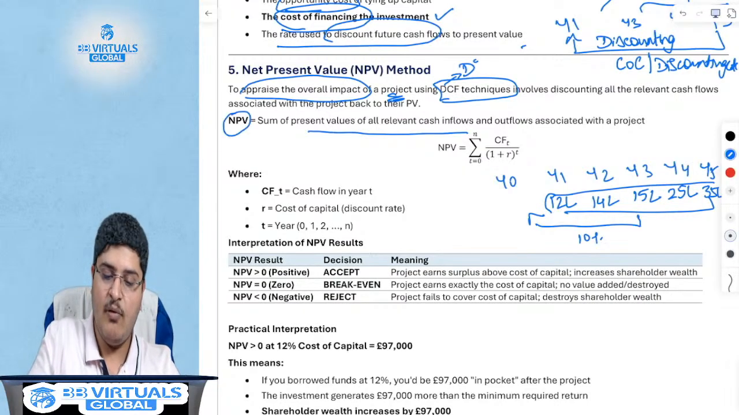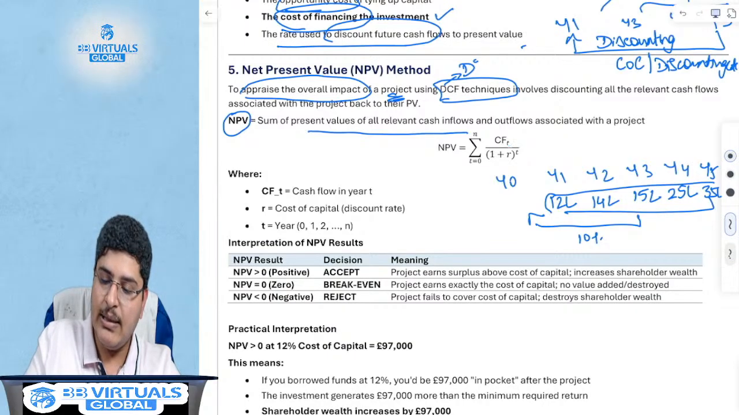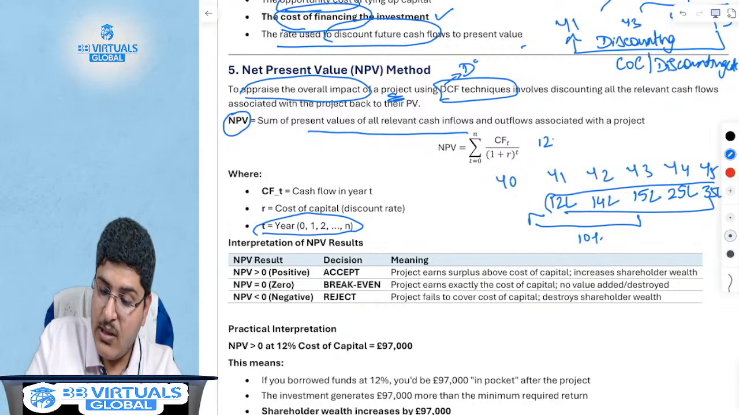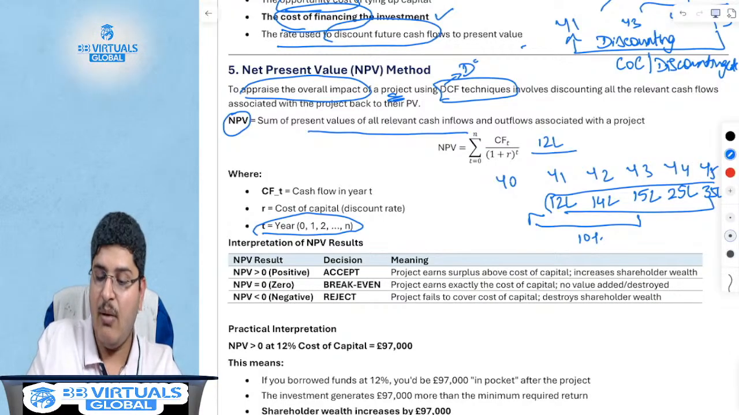This is the concept of NPV. The formula is nothing but the cash flow at T. What is T? T is the time period, the year. So the cash flow at year 1, for example, which is 12 lakh, divided by, what is our rate of return? 10%. So 1 plus 0.10 raised to T.